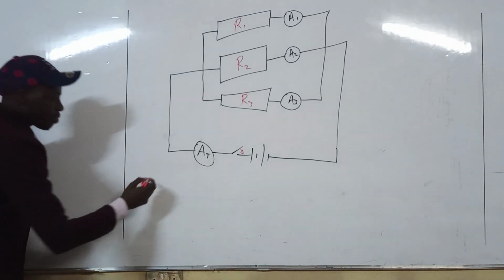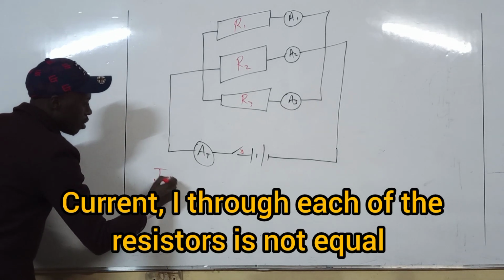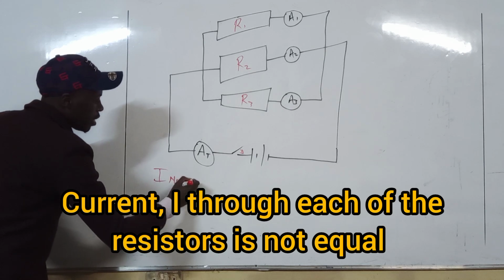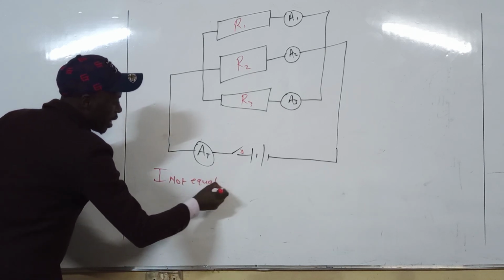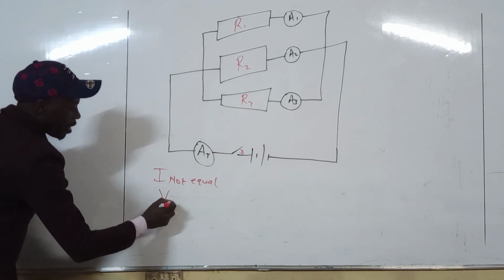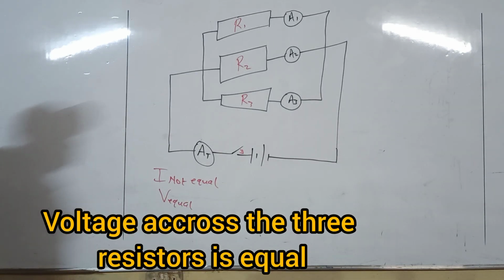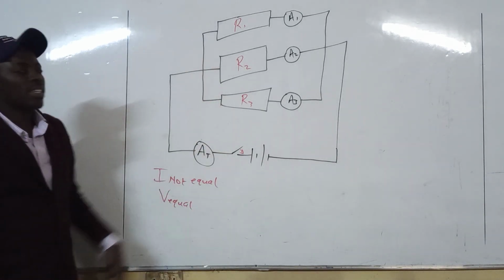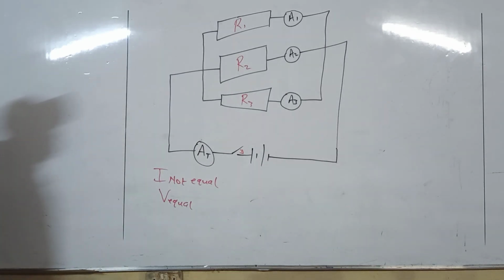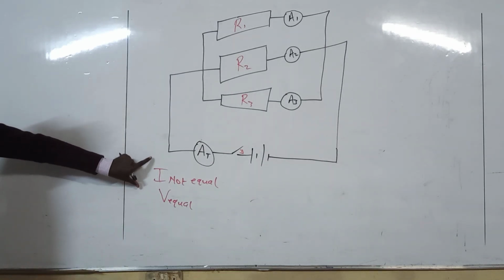And if current is not equal through the three resistors, definitely the voltage is equal. But now we are interested in what is not equal. So we form an equation of what is not equal.